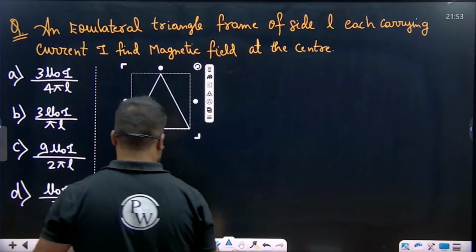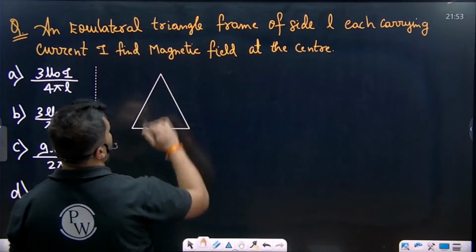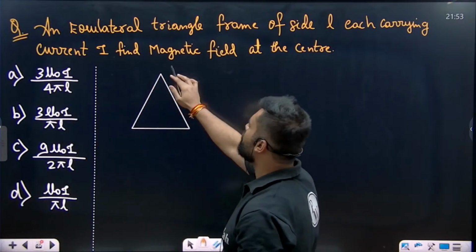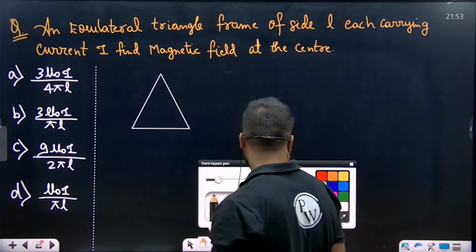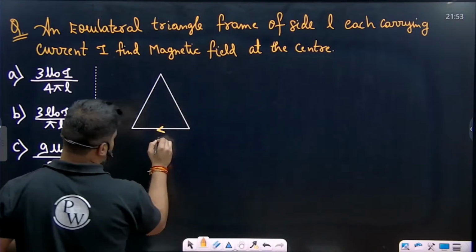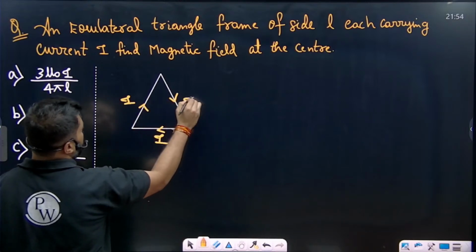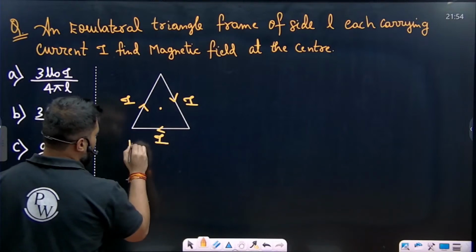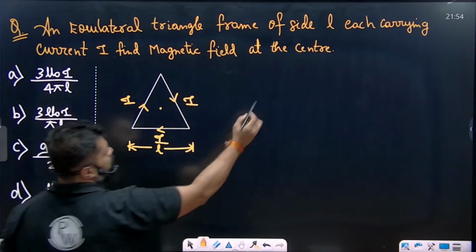Firstly, we read this question. It says an equilateral triangle frame of side L, each carrying current I, find the magnetic field at the center of this equilateral triangle. Let us suppose the current is moving like this. This side length of the triangle is given as L in the question.